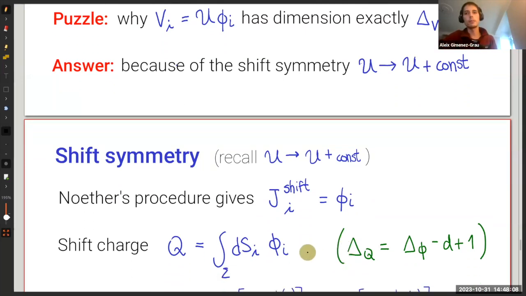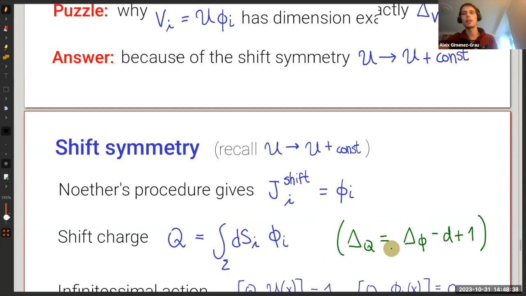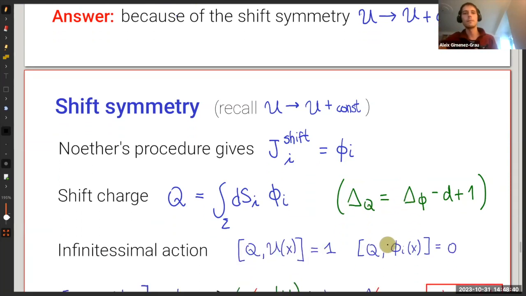Now, since we are in some kind of quantum theory, you can construct a charge from the current. And to construct a charge, you integrate over some codimension 1 surface. Then you just do dimensional analysis, and you see that the dimension of the charge is just the dimension of phi. But then you are integrating over d minus 1 dimensions. So then you have Δ_Q = Δ_φ − d + 1. It's very simple algebra.